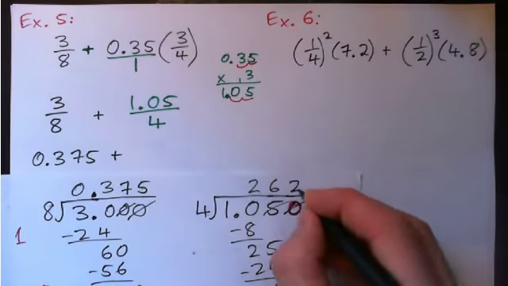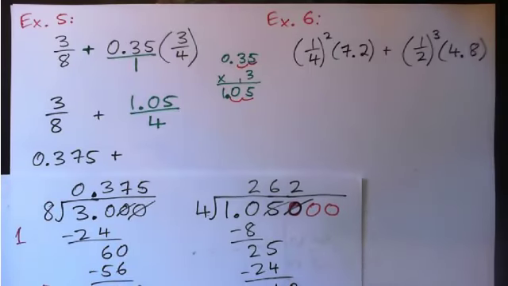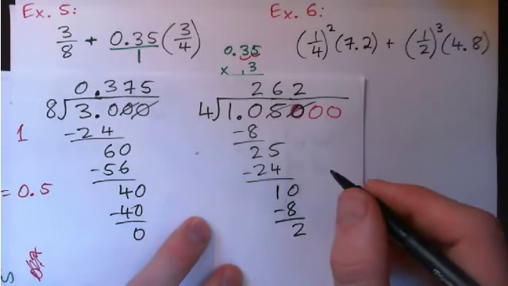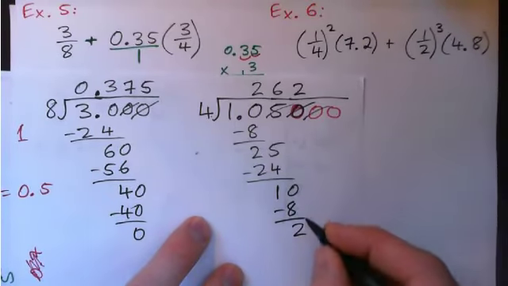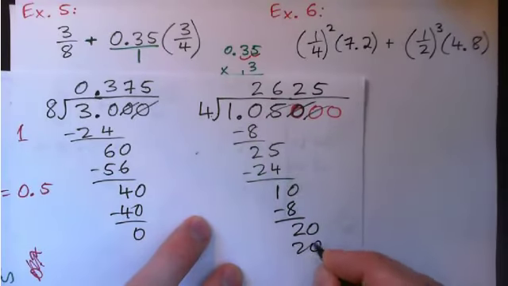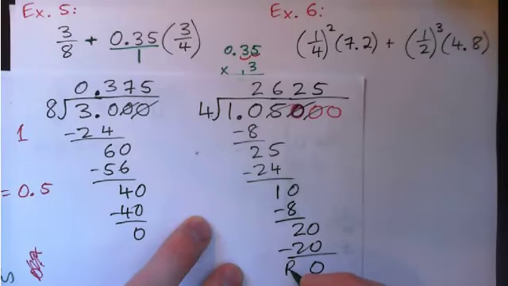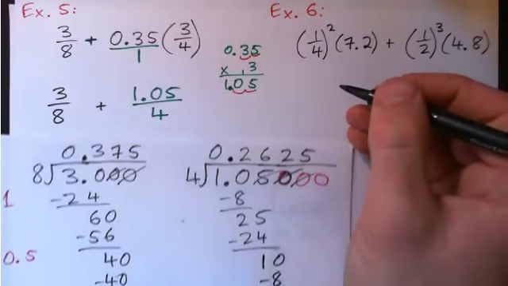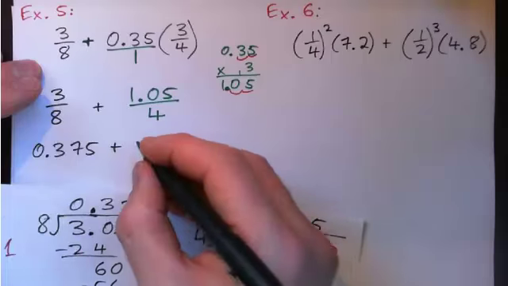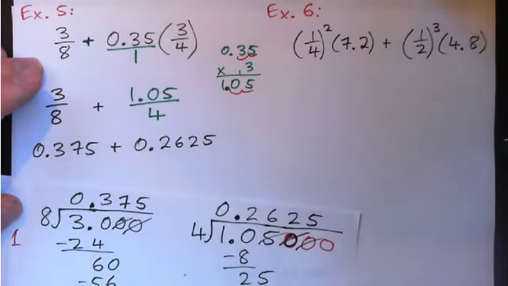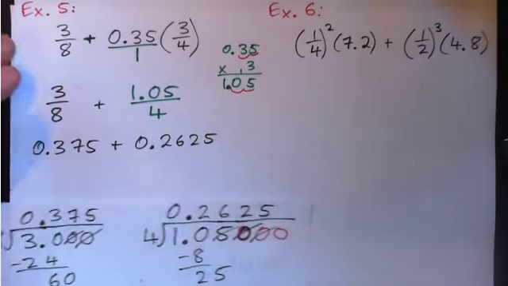4 into 10 goes twice. 2 fours is 8. Subtract that. We get 2, right? Bring down a 0. 4 into 20 goes 5 times. 5 fours is 20. Subtract and we get remainder 0 at last, right? So this guy became 0.2625. Okay? So what I have is 0.375 plus 0.2625. So if I add those guys together, I'll get my answer.